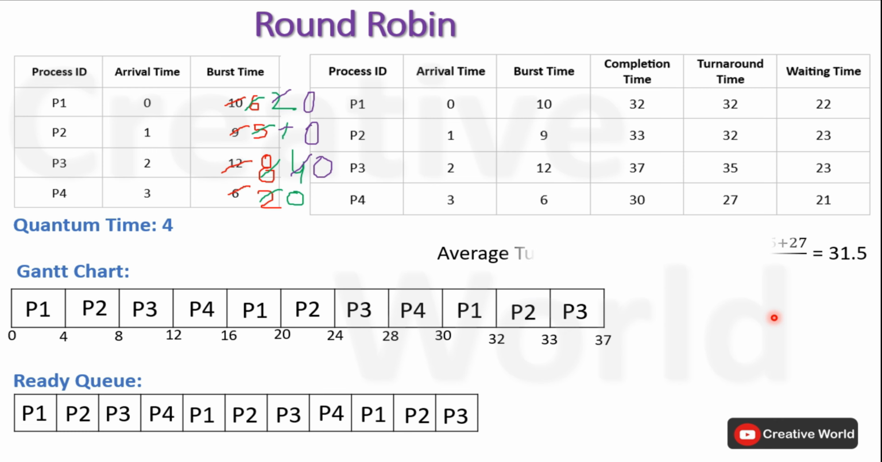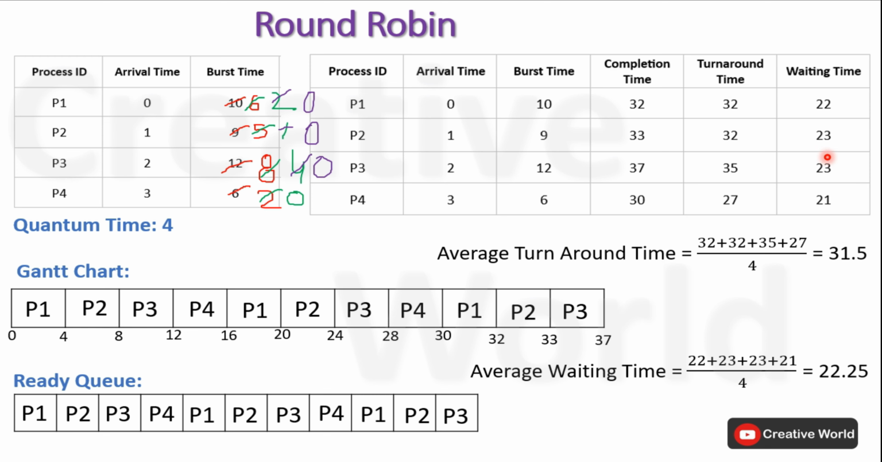Now we can calculate average turnaround time, that will be equal to sum of all turnaround times divided by the number of processes. It will become 31.5. Similarly, average waiting time will be equal to 22.25, that is equal to the sum of all waiting times divided by the number of processes. Now we will implement this same example in developed code.